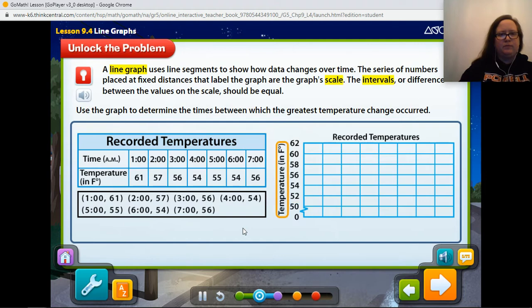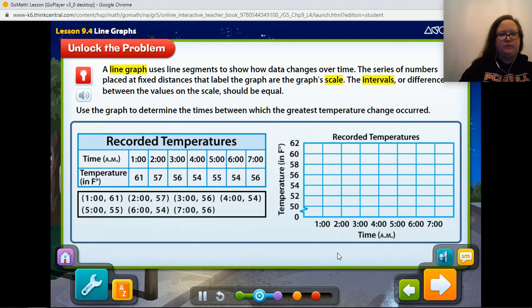Choose a title for the y-axis that indicates what data the values within the scale represent. In this problem, the values are temperatures, so an appropriate title would be Temperature in Fahrenheit degrees. Choose a scale and an interval for the horizontal axis and add a title. The times of day within the recorded temperatures table can be used as the scale for the x-axis with an interval of 1 hour. Since the time of day is being used as the scale for the x-axis, an appropriate label would be time, AM.